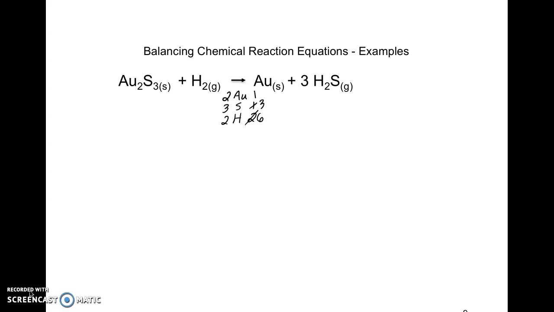And I have managed to balance my sulfurs, but I've kind of screwed up my hydrogens. So I'm going to do my hydrogens by putting a coefficient in front of the diatomic hydrogen on the left. I put a 3 there, and now that gives me 6 hydrogens on each side. I have 3 sulfurs on each side. So the only thing that's not balanced is the gold. It's shown as an element on the right side, so it's pretty easy to just put a coefficient of 2 in front of it, and now I have a balanced equation.